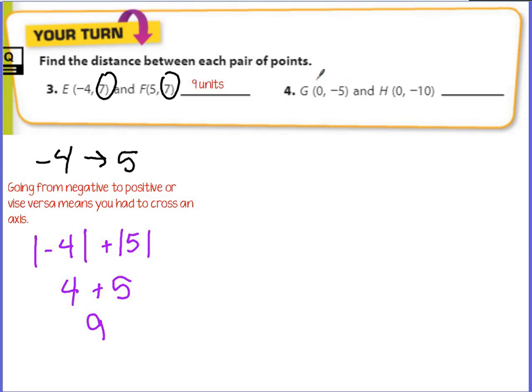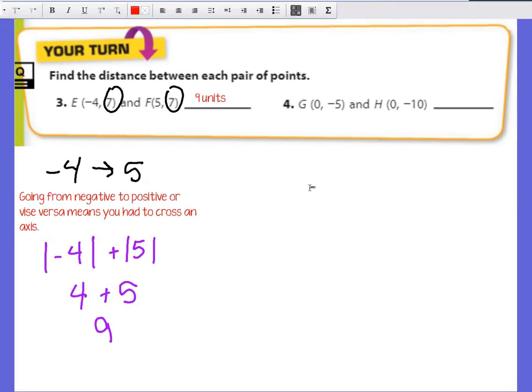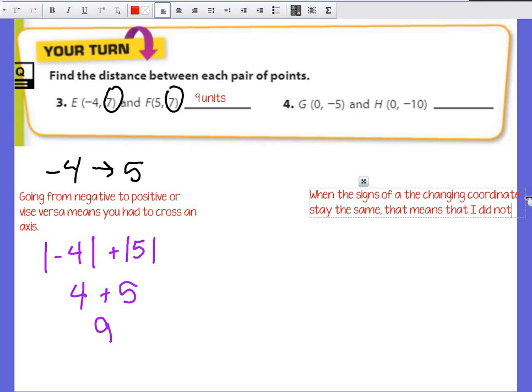All right, now here, it's my x-coordinates that don't change. It's 0 and 0, but it's my y-coordinates that do. Notice they stayed negative, so I didn't cross an axis. So when the signs of the changing coordinate stay the same, that means that I did not cross an axis.